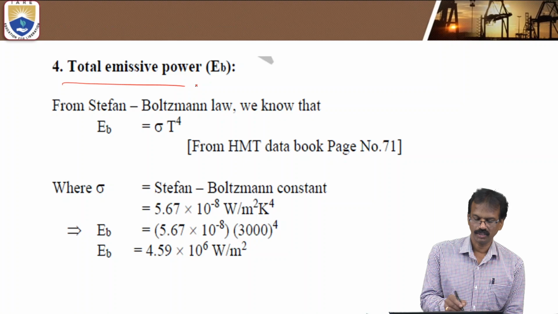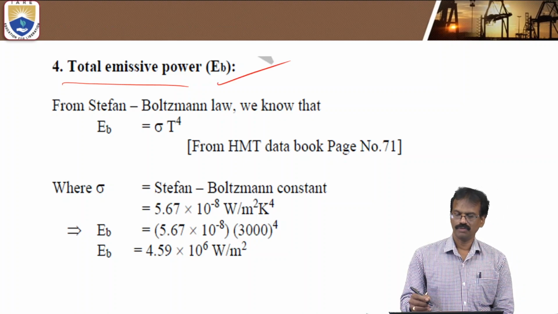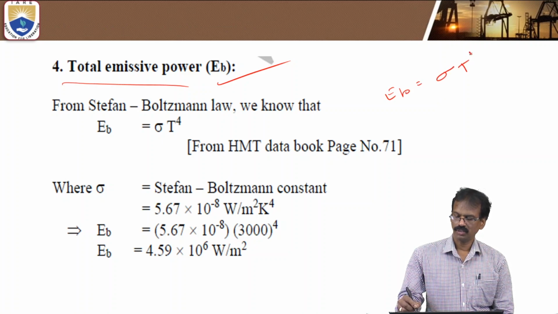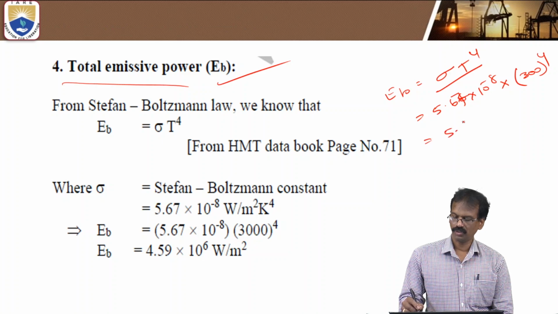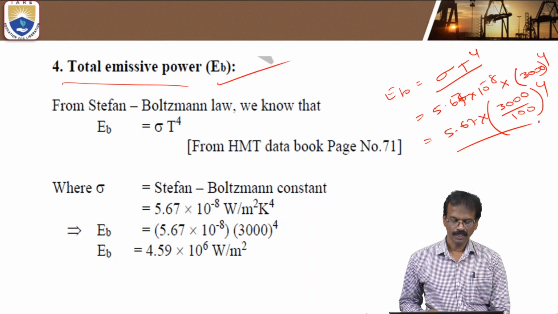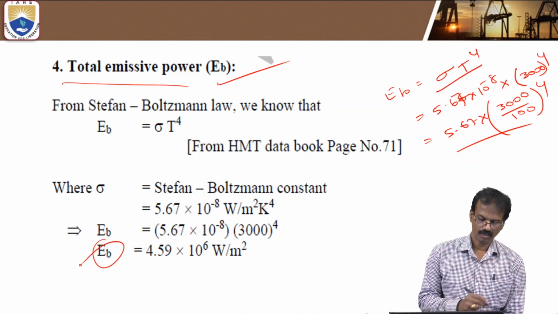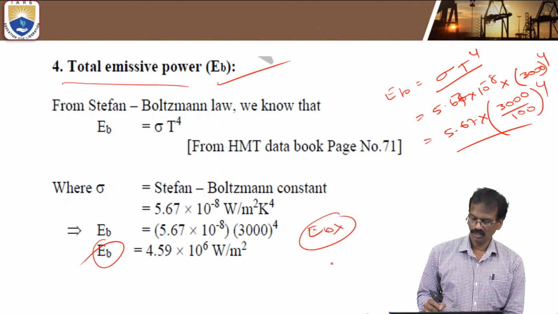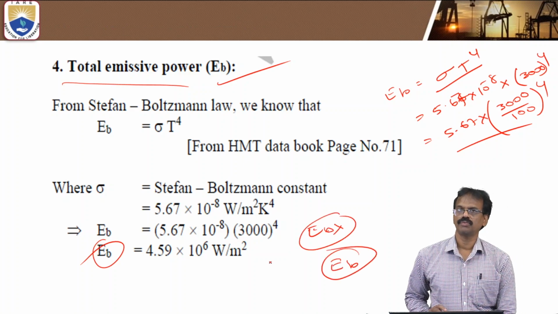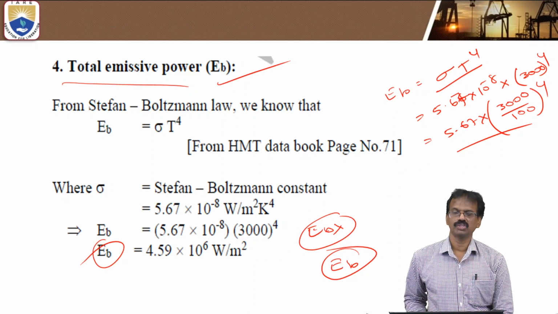Now we'll see how to find out the total emissive power by using the Stefan-Boltzmann law. Total emissive power is equal to, if the area is not mentioned, sigma T to the power of 4. That is 5.67 into 10 to the power of minus 8 into 3000 to the power of 4. You can also write it like this: 5.67 into 3000 by 100 to the power of 4. If you solve this, you will get E_b. E_b lambda is the monochromatic emissive power, and E_b is the total emissive power. You can find them by using these formulas.